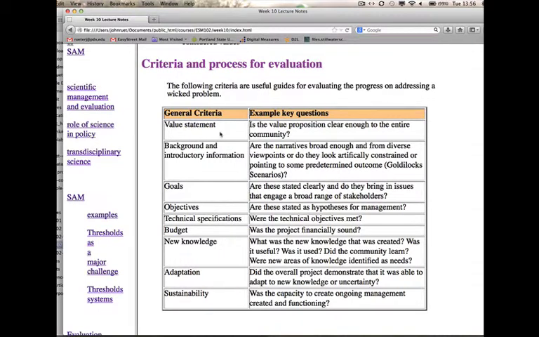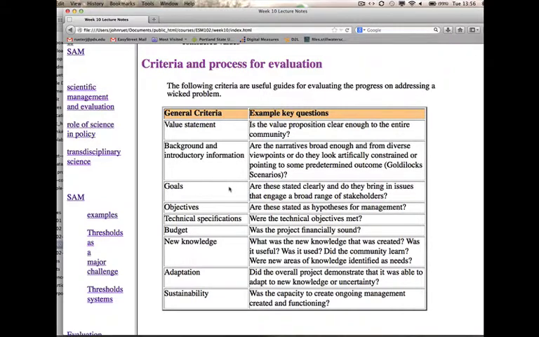So the first is, do we have a value statement that is really clear enough for the entire community to understand? Have we stated it in a way that they understand what the benefit of improving the environment is? And then when we talk about background and introductory information, we want to collect narratives from people, and we want to go out and look for a wide variety of plausible scenarios for the future. We don't want to start with our answer and then make one on either side, one's too hot, one's too cold, the sort of Goldilocks scenarios. We need to really look for reasonable scenarios.